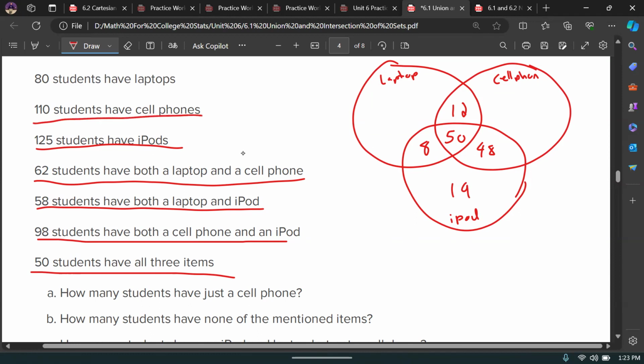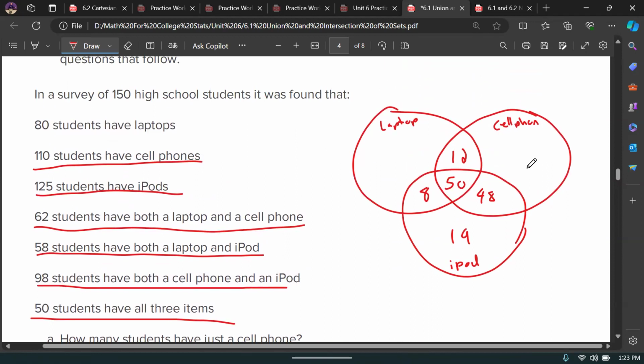Similarly, keep working our way backwards. 110 have cell phones. So 110 should be the total here. And if you do the math, these already added up to 110, so then there's nobody else who has just a cell phone without the other two, because these already add up to the 110. And then we have 80 with laptops. So if you do the math here, we have what seems to add up to 70. So if these add up to 70 and there's 80 in total, then that means there's 10 people left that have just a laptop.